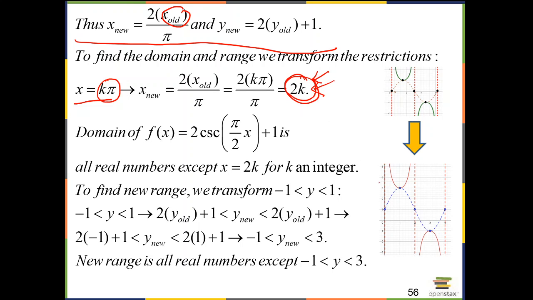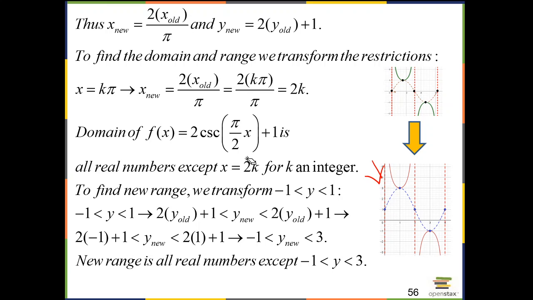So the domain of this new function, the one here. Now remember, we didn't have to graph to do this. The domain of this is all real numbers except when x equals 2k for k an integer. All right, so that's the domain.